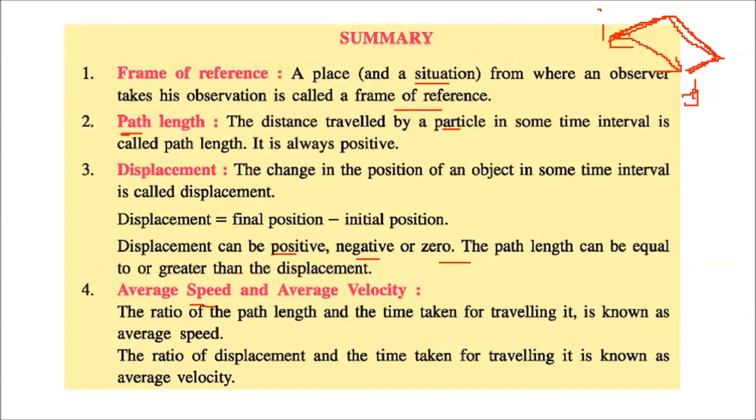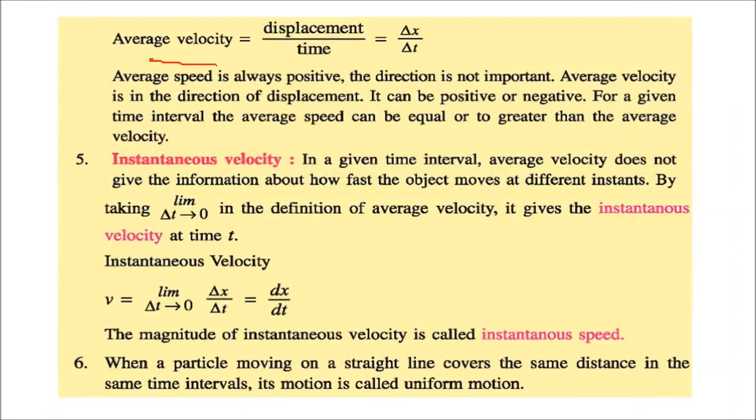Average velocity and average speed: the ratio of path length to the time taken for traveling it is known as average speed. The ratio of displacement and time taken to travel is known as average velocity. The average velocity is given by delta x by delta t, which is displacement by time. Average speed is always positive, the direction is not important, it's a scalar quantity. Average velocity is in the direction of displacement, so it can be positive or it can be negative. And for a given time interval, the average speed can be equal to or greater than the average velocity.